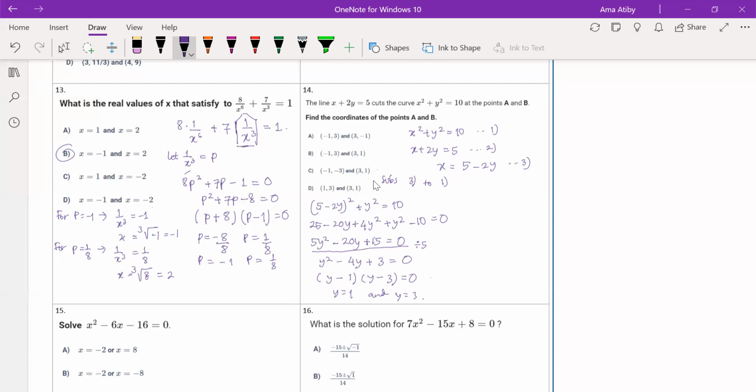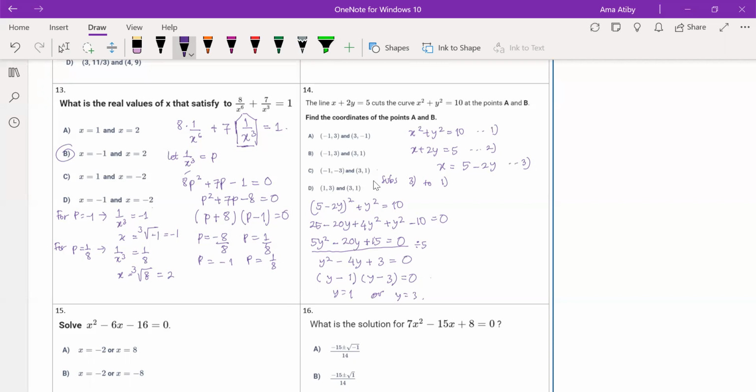Or, not and, sorry. It should be or. Then we are going to find x. We found y already, and now we just need to find x. Or because you are dealing with a multiple choice, you can just check out the options here. Which points give you y component of 1 and 3?